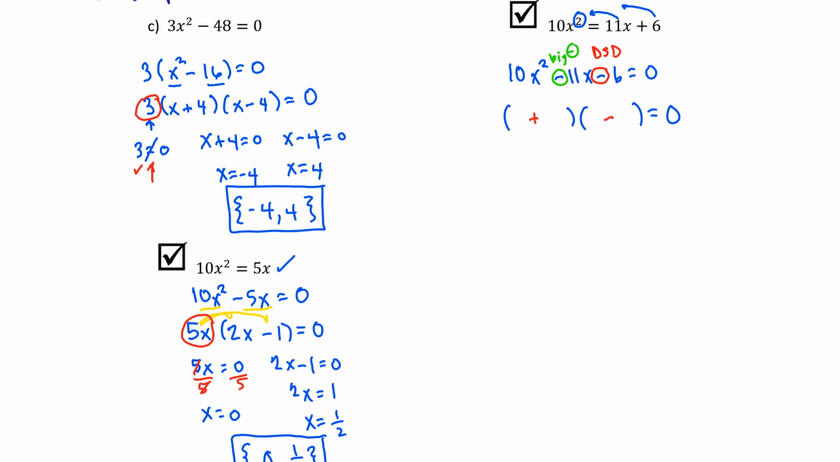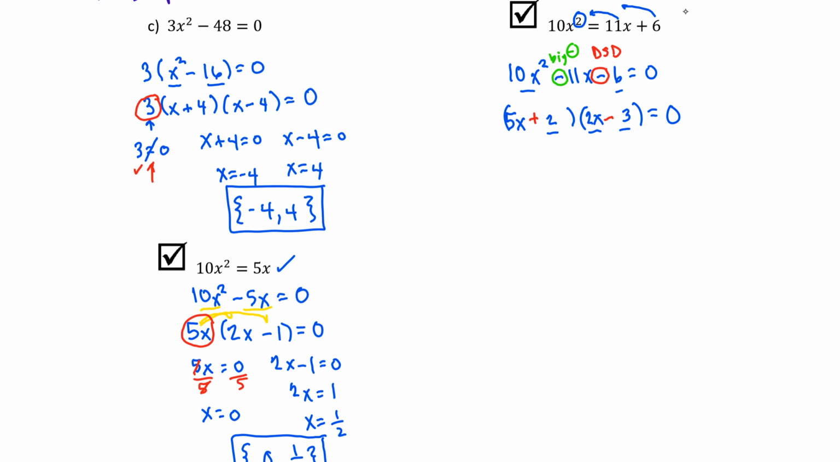Okay, so we're going to factor by trial and error, which means I'm going to pick my two favorite factors of 10x squared to put in this spot. I'll pick 5x here and 2x here. We know those two have to multiply to give us our first term. Then I'm going to just randomly choose any two factors of 6. Let's go with 2 and 3.